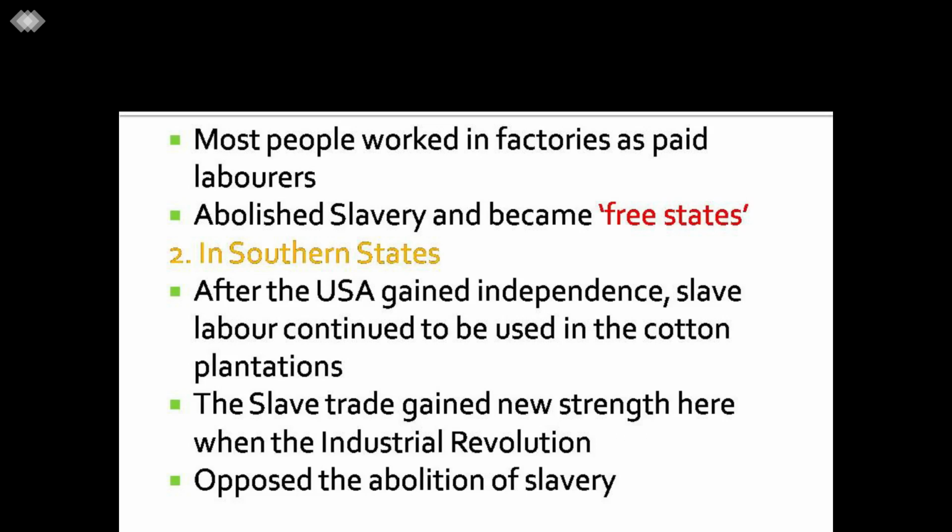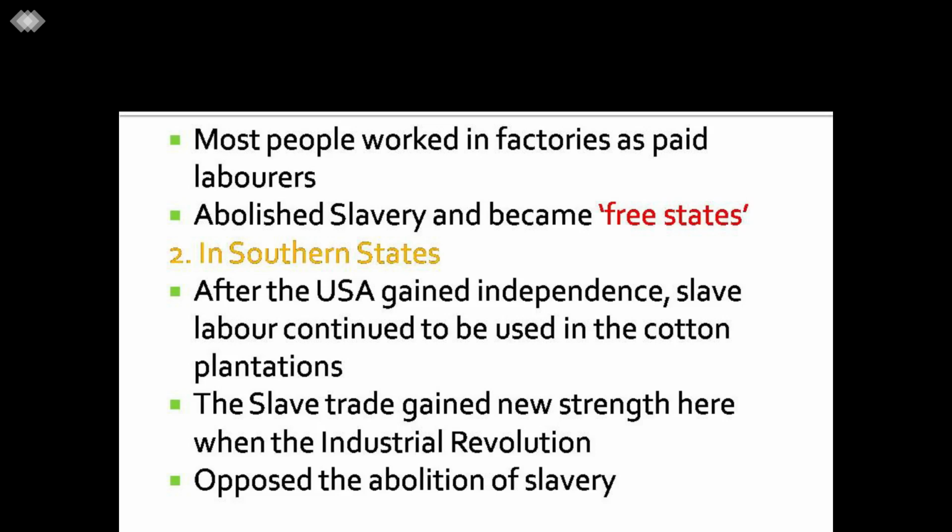In southern states, after the USA gained independence, slave labor continued to be used in the cotton plantations of the southern states. The slave trade gained new strength here when the Industrial Revolution increased the demand for cotton.